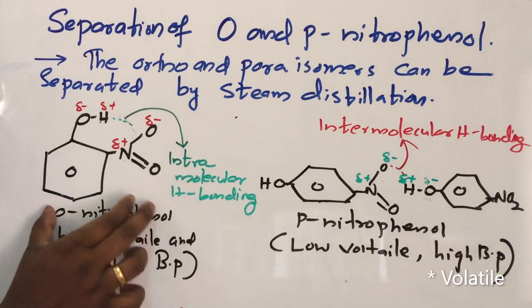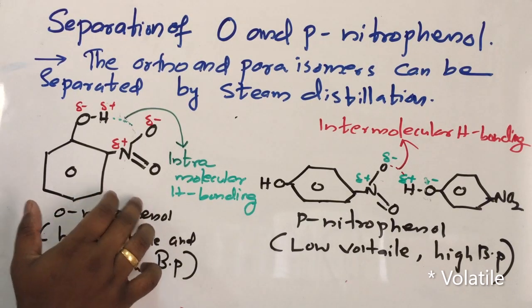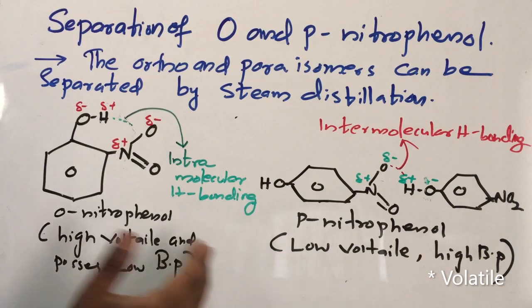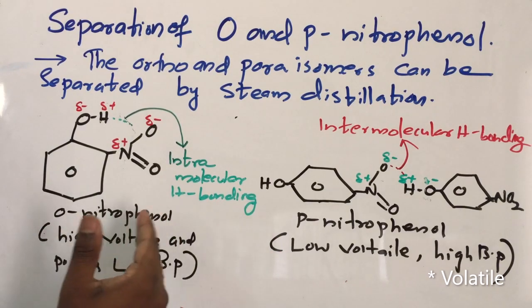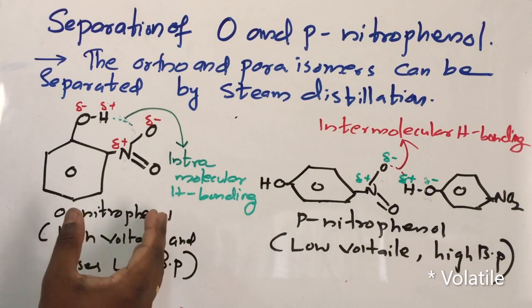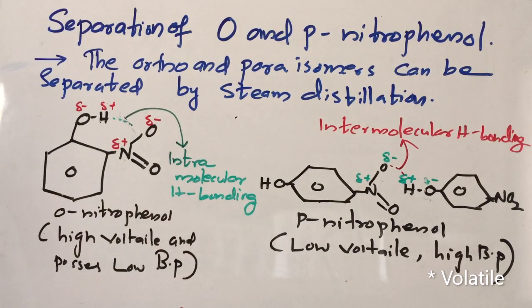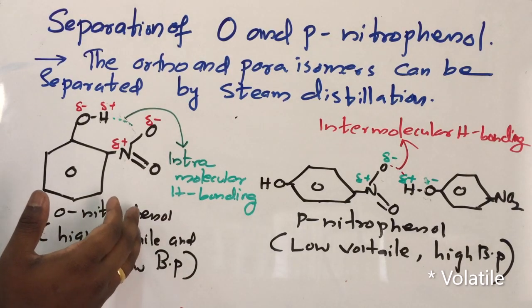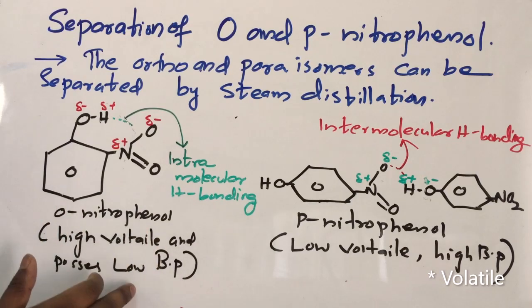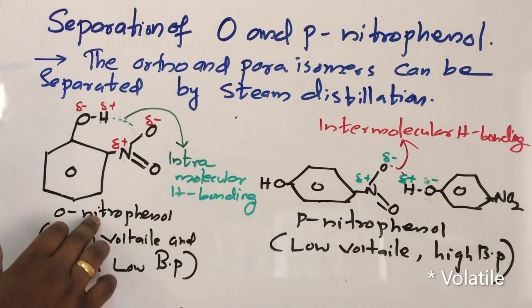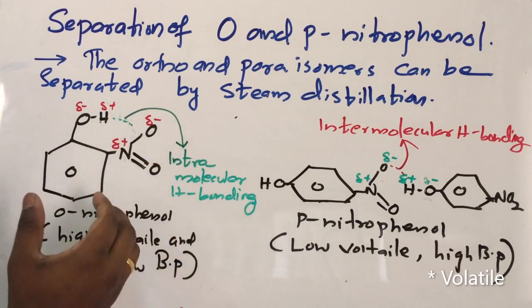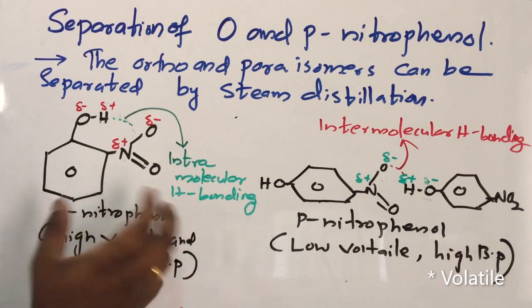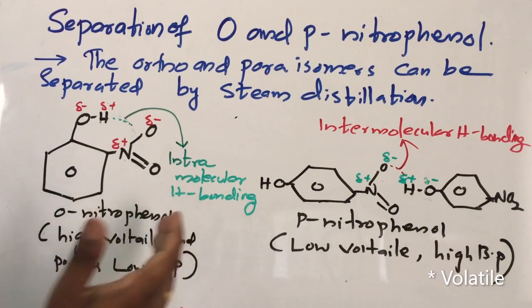And this molecule has no connection with the next ortho-nitrophenol. There is no hydrogen bonding between molecules; the hydrogen bonding is within the molecule. So what about the boiling point? The boiling point is low because ortho-nitrophenol can easily change into vapor. Why? Because there is no connection between molecules.